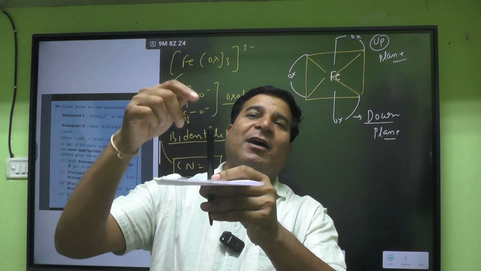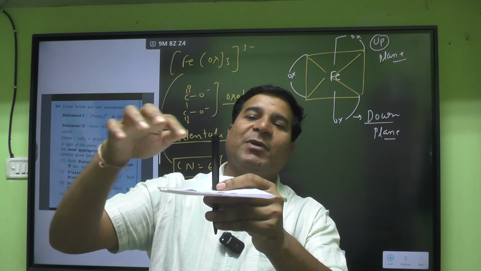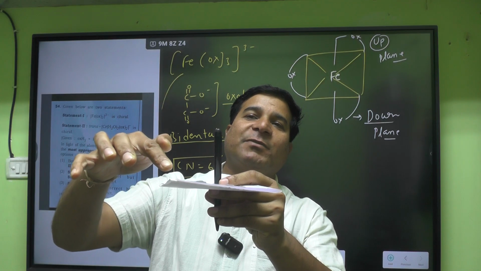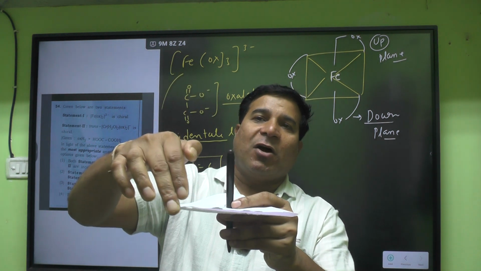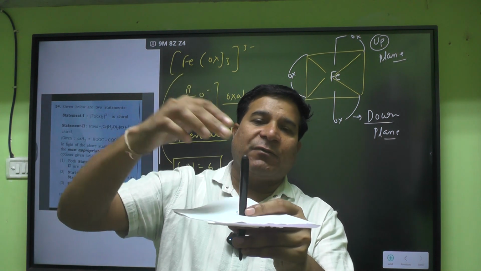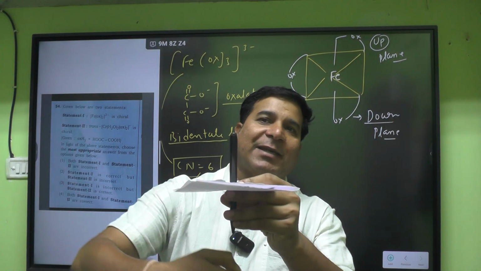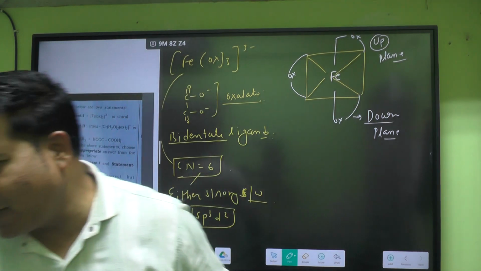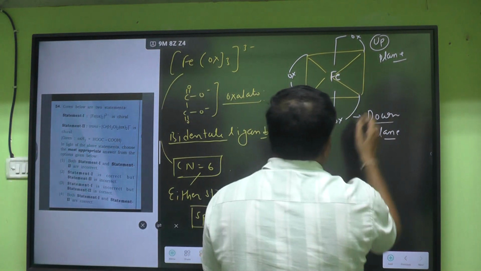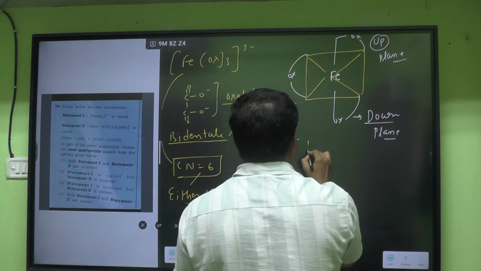Do you know this upside oxalate, how many bonds? In a square plane, four sides are present: 1, 2, 3, 4. One oxalate attaches at this position, and one oxalate is at the backside. So it is up and down. That's why no plane of symmetry, no POS.